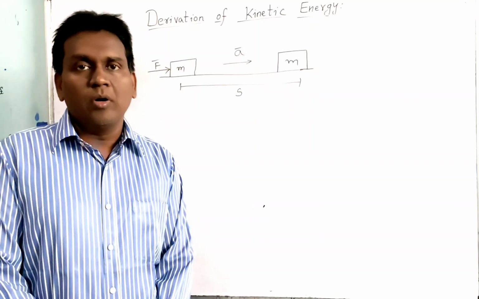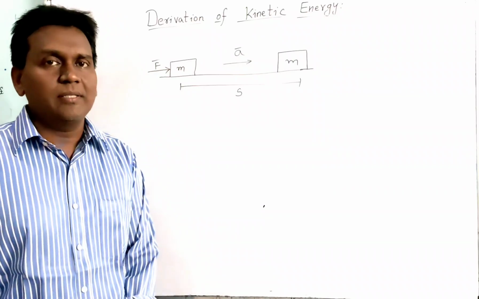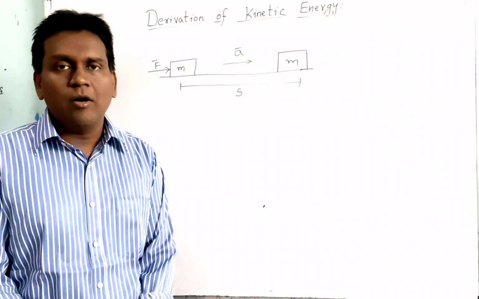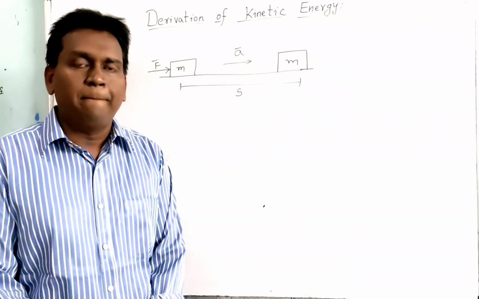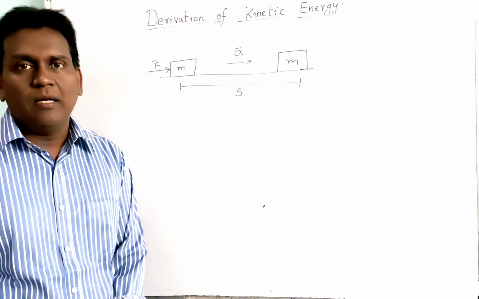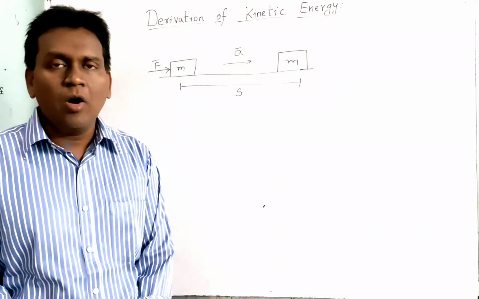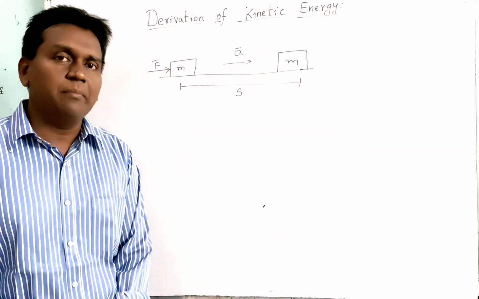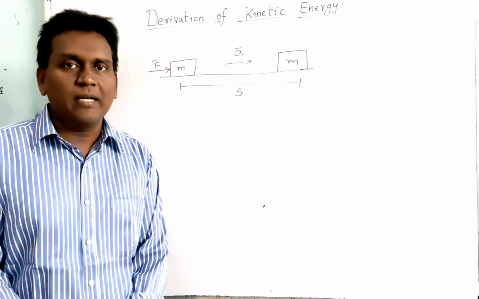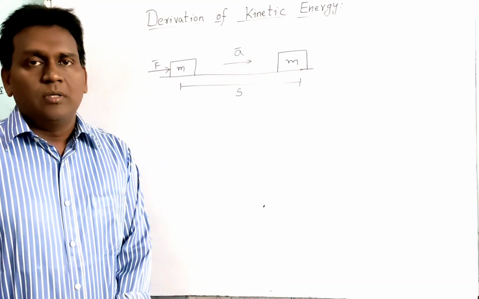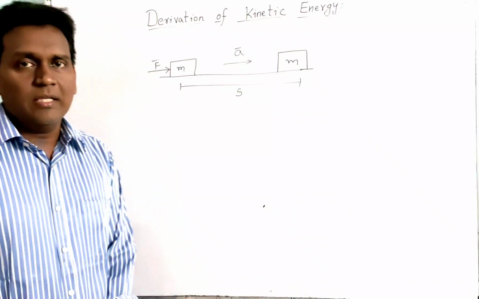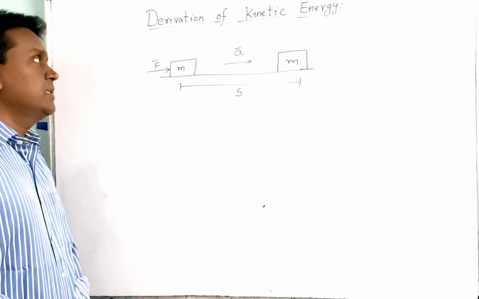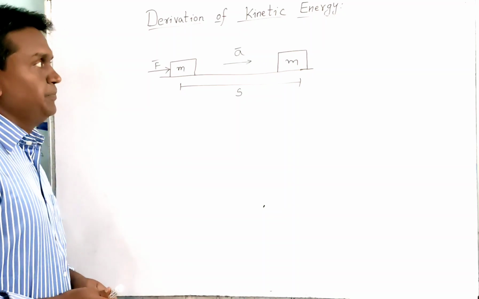Any moving body has this kinetic energy, like a moving bus, a running horse, a running athlete, a moving train, or a moving car. All of these possess kinetic energy, and a bullet which is fired from a gun will have this kinetic energy. So virtue of motion gives the kinetic energy for the particular body. Now let us have the derivation for this kinetic energy.